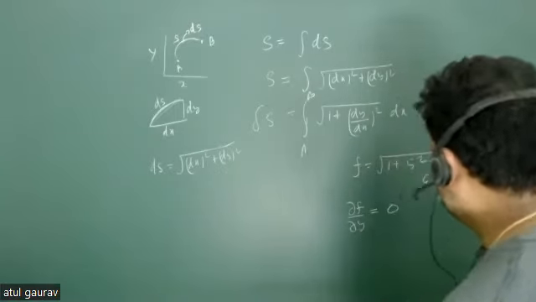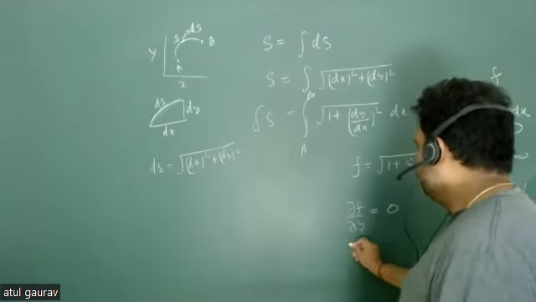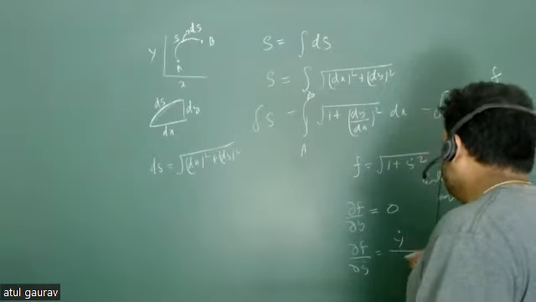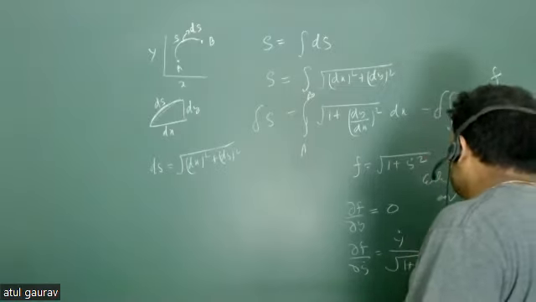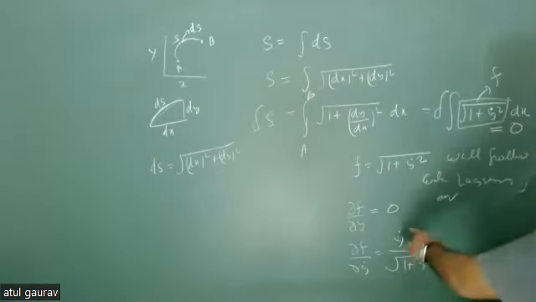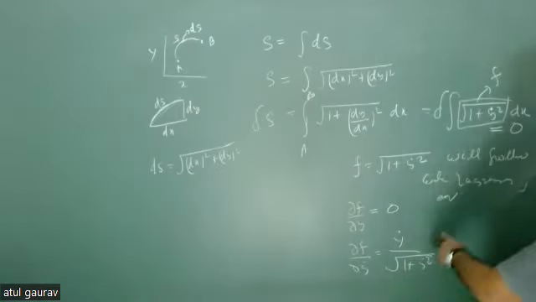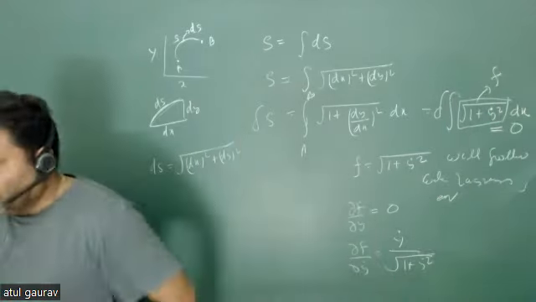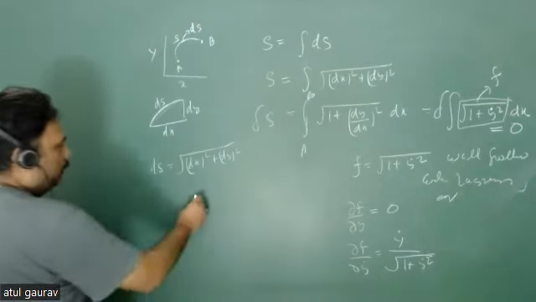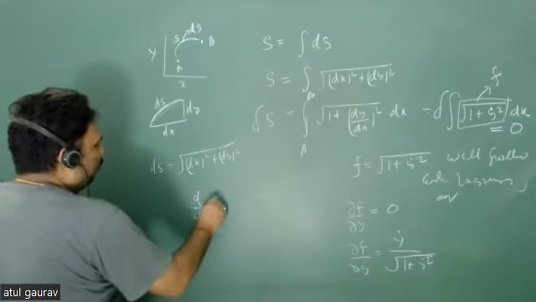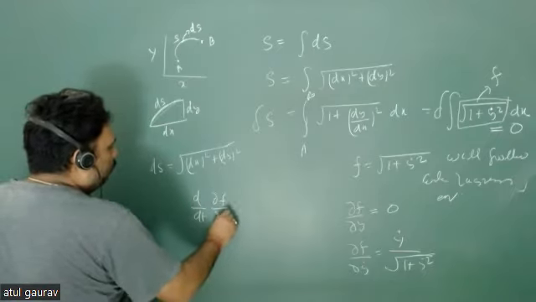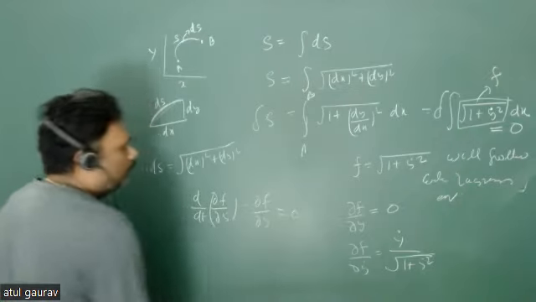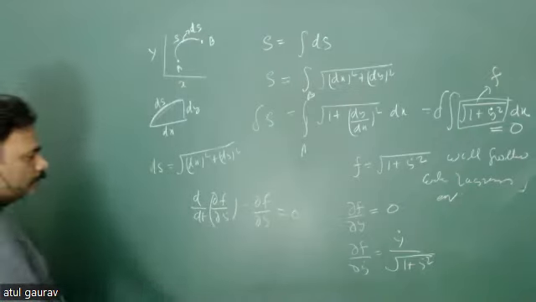0. Yes. And what will be del f upon del y dot? y dot by root under 1 plus y dot square. Right? The 2 from the y dot square and the half from the root cancel each other. Are you comfortable? Now let's try to write the Euler-Lagrange equation. So this is d upon dt of del f upon del y dot minus del f upon del y is equal to 0.